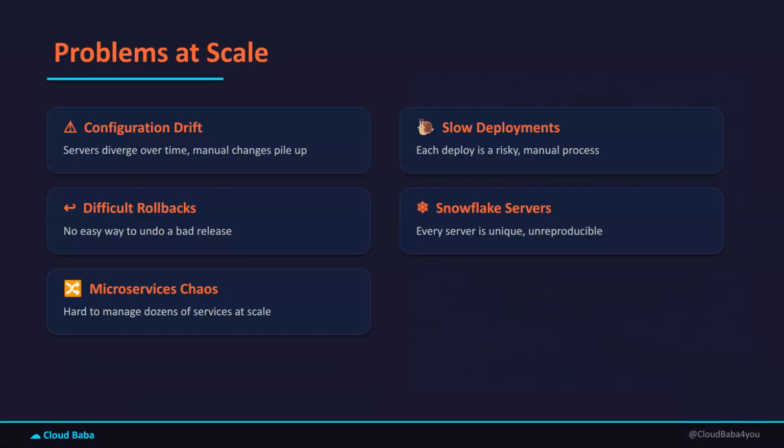So, configuration drift. What is that? This is where your servers slowly diverge because everyone's making manual changes. Next would be slow deployments, which feel slightly risky. Then difficult rollbacks. When something goes wrong, there is no easy rollback button. Next would be snowflake servers. Every machine is unique, impossible to reproduce. And when you throw microservices into the mix, managing dozens of services across dozens of instances becomes a nightmare.